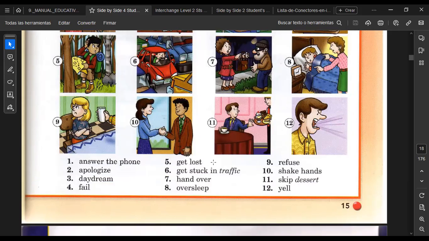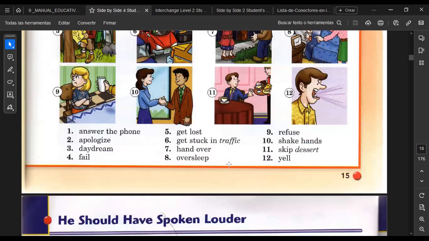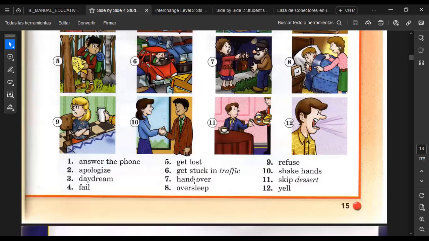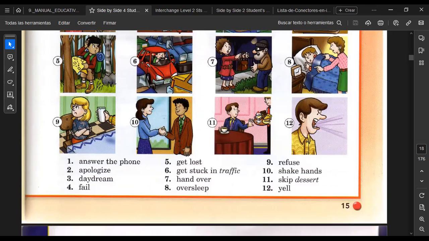Oversleep es quedarse dormido, no despertarse a tiempo. Oversleep. When your alarm doesn't go off. Okay. Yes. What is the meaning of handover? Look at this picture in the number 7. The burglar is asking for her bag. She's handing over her bag. She is giving her bag. Handover, okay. Give is a synonym for handover, when you give, okay? For example, when you are conscious and you give something to another person. Okay, handover.